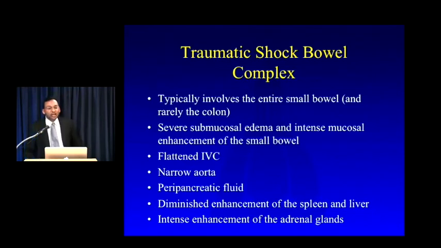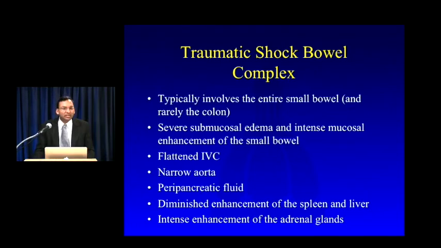Let's talk next about another vascular entity that I think most of us don't think of as being vascular, but is fundamentally the result of a vascular anomaly, and that's traumatic shock bowel complex. Now, shock bowel can occur not only in the setting of trauma, but any cause of systemic hypotension. It classically will involve the entire small bowel and will result in severe submucosal edema and massive mucosal enhancement of the entire small bowel. Of course, other things could be considered in the differential diagnosis, but it's the clinical history that's really going to guide you to the correct diagnosis, as well as other features of the shock complex that may be ancillary imaging findings.